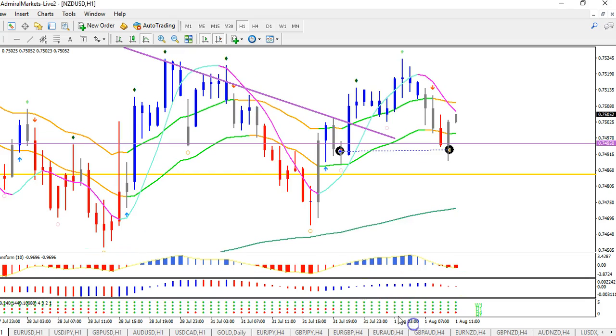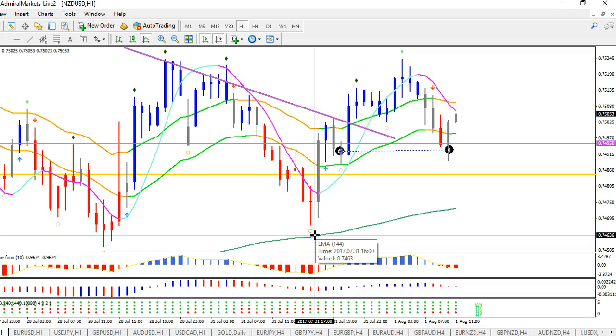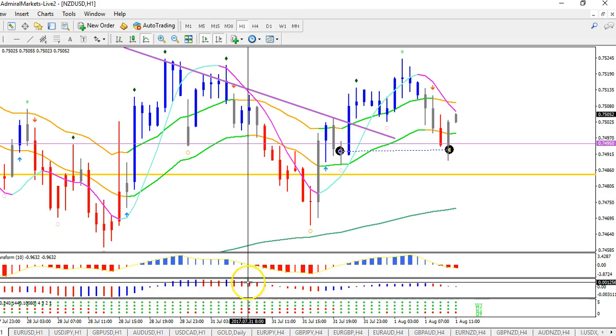And you can see one more thing, by the way. I said that price was not supposed to touch this moving average at 74.60, otherwise the setup was invalidated, and it did not. It missed it just by a tad, but it did miss it.